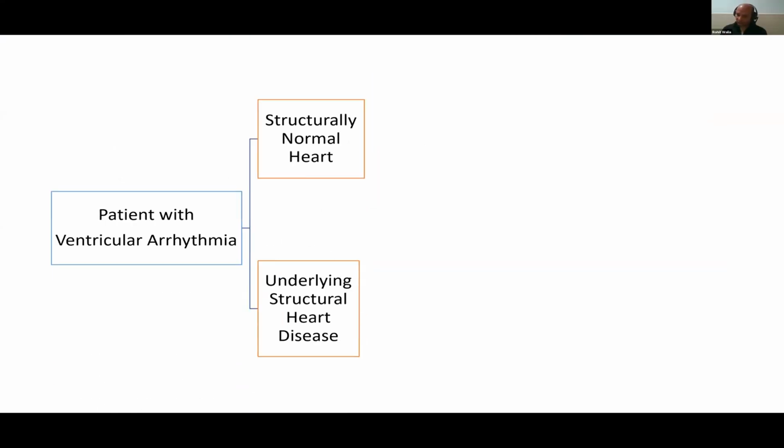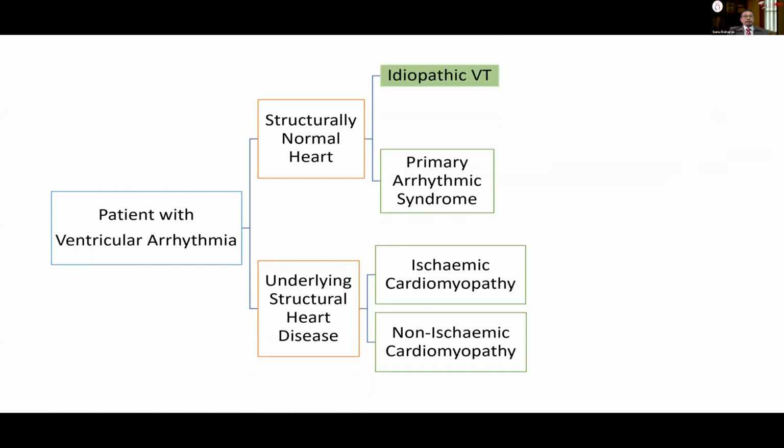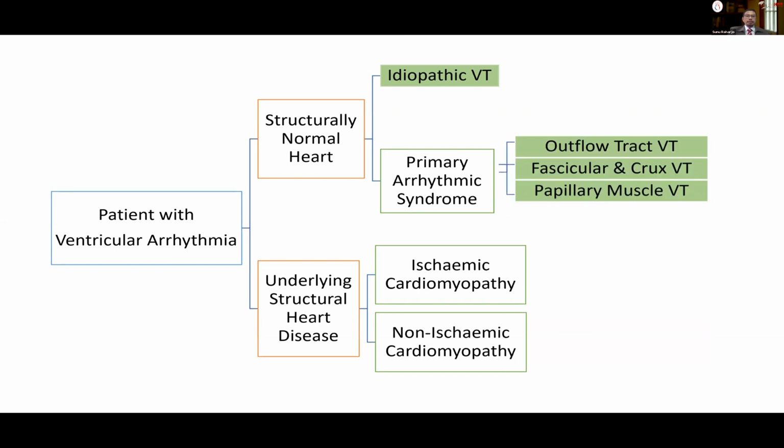And when we deal with the patient with ventricular arrhythmia, the first thing that we have to look at is whether the patient has a normal heart or actually has underlying structural heart disease. For the one who has a normal structural heart, there are two possibilities: first is the idiopathic VT or idiopathic ventricular arrhythmia, and secondly, primary arrhythmic syndrome. Well, for the patient with underlying structural heart disease, it could be an ischemic cardiomyopathy or non-ischemic cardiomyopathy.